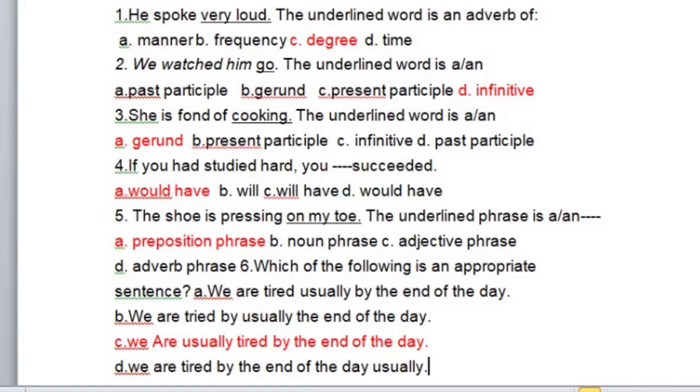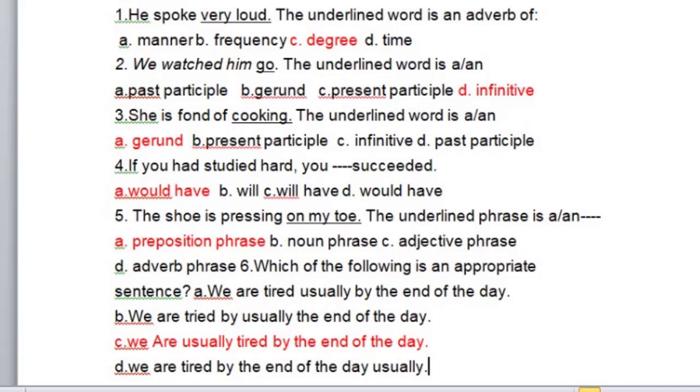Question number 5. The shoes is pressing on my toe. On my toe starts with preposition. The underlined phrase is preposition phrase because on is a preposition.